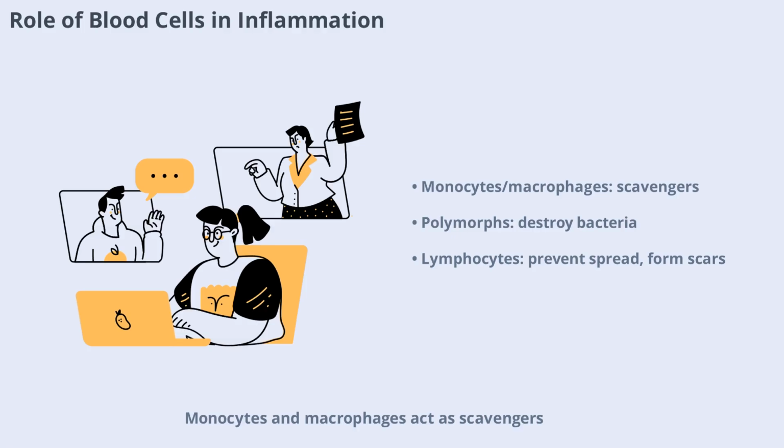Monocytes and macrophages act as scavengers, cleaning up debris and dead cells. Polymorphonuclear cells, or polymorphs, are responsible for autolysis and the destruction of bacteria. Lymphocytes help prevent the spread of irritants and assist in the formation of scar tissue. Each type of cell has a specific function, working together to contain the injury and promote healing. This teamwork among blood cells is essential for resolving inflammation and restoring normal tissue function.